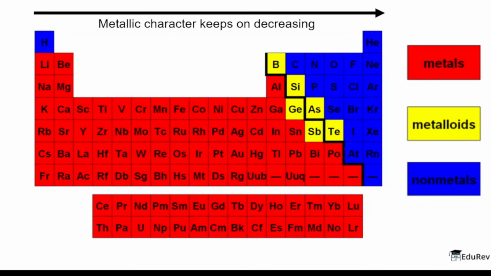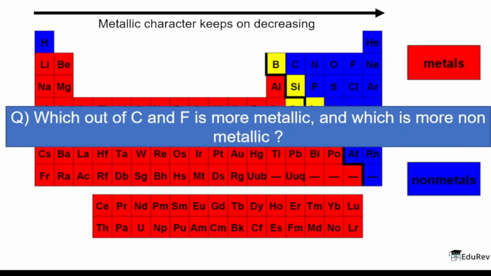So now I have a question for you. Which out of carbon and fluorine is more metallic and which one is more non-metallic? It's clear that as we go from left to right, the metallic character keeps on decreasing. That is why fluorine is less metallic than carbon. That is why carbon is going to be more metallic and fluorine is going to be more non-metallic.